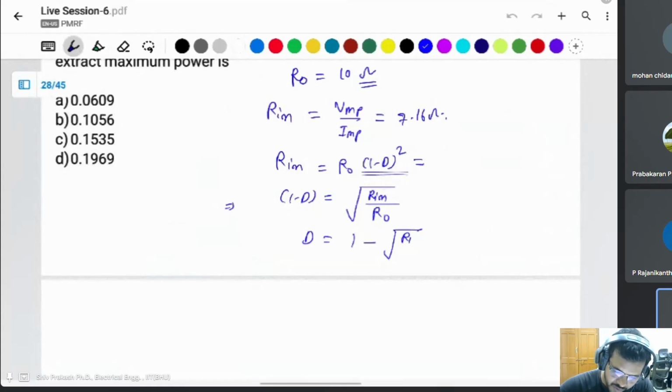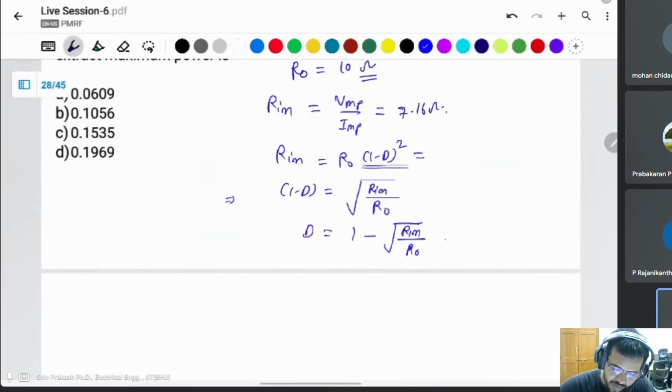Okay, sorry for the disturbance. This will be Rin divided by Ro. Ro is given as 10 ohm, and Rin is 7.16. So 7.16 divided by 10, take the root of this, and 1 minus this gives 0.1538. This duty cycle of the converter is required.